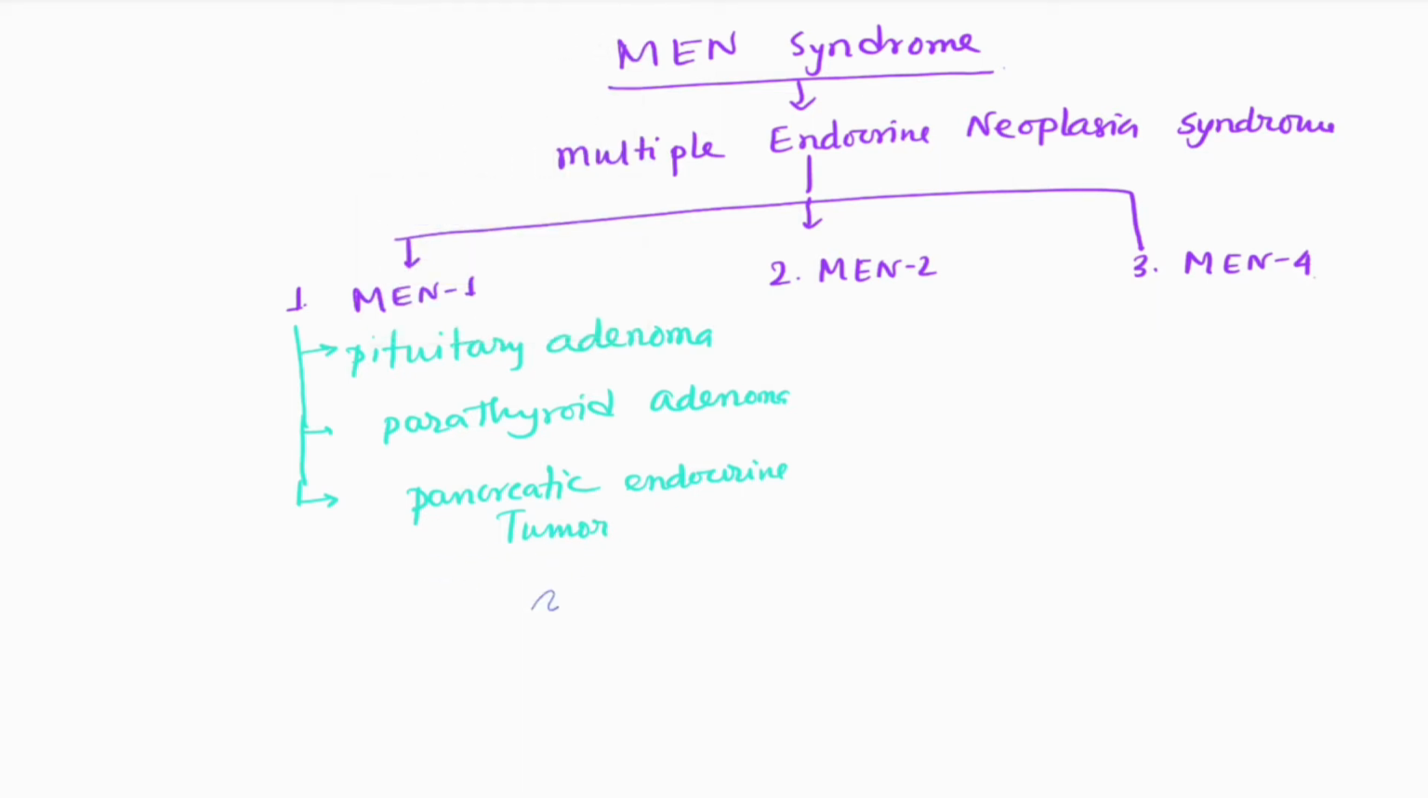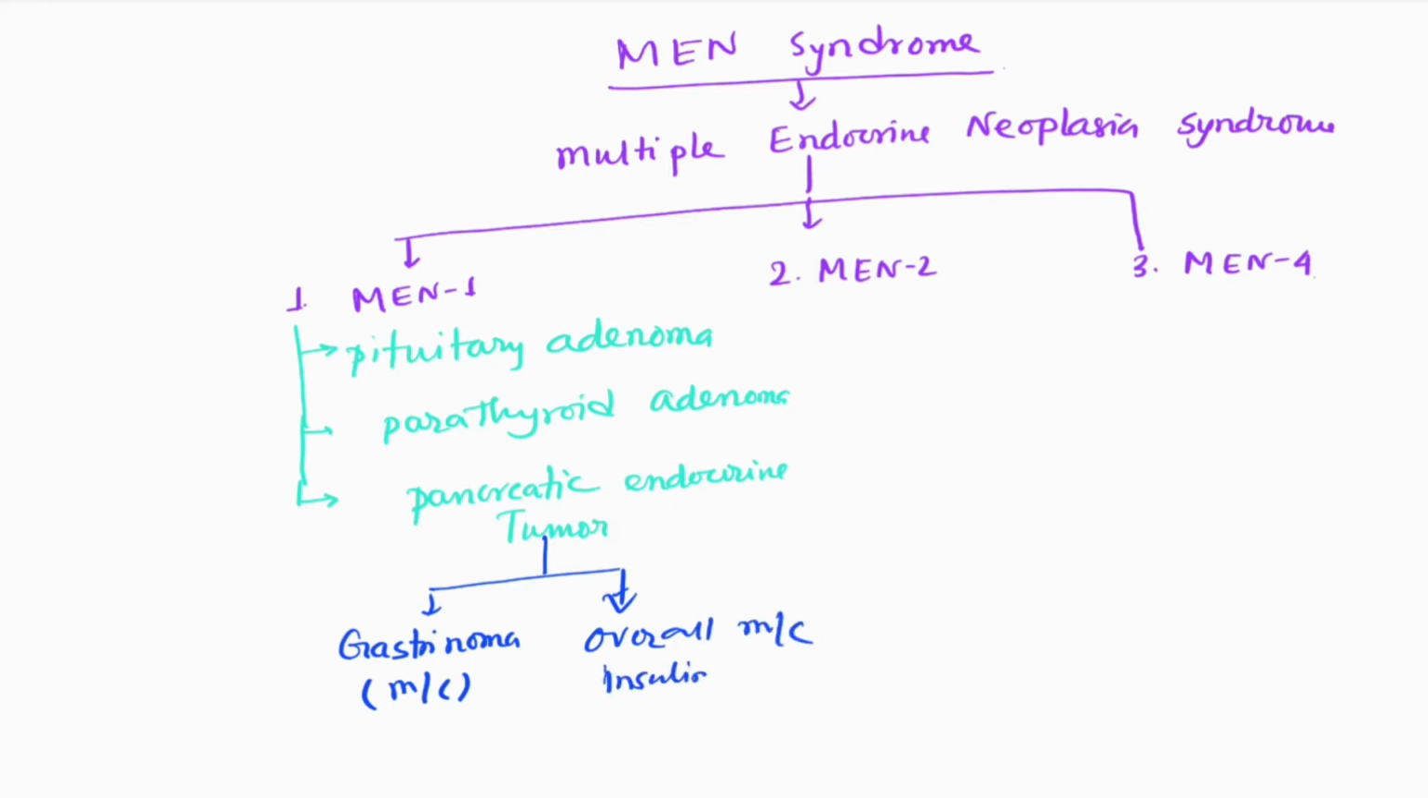Here two types mainly: one, gastrinoma, most common, but overall most common is insulinoma. Okay, under MEN 2.